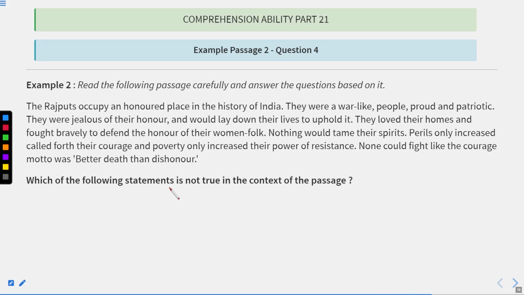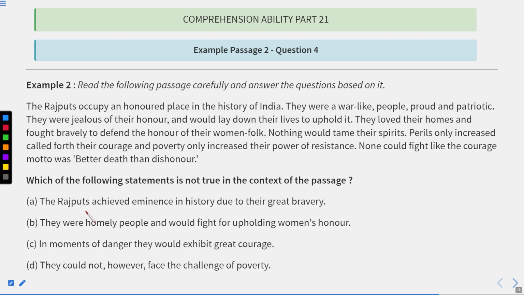Now the question is: which of the following statements is not true in the context of the passage? It means they are asking about the false statement. In these types of questions, you should be well aware of what is asked, whether they are asking about the true statement or the not true statement, which means the false statement. So go through the words carefully, otherwise your answer will be wrong. Now, the statements are: the Rajputs achieved eminence in history due to their great bravery. Second, they are asking about the not true statement, so just keep this in mind.